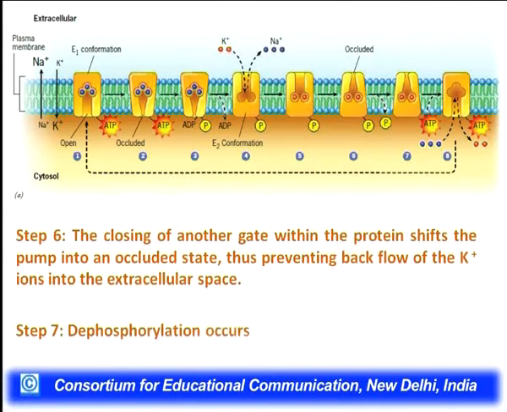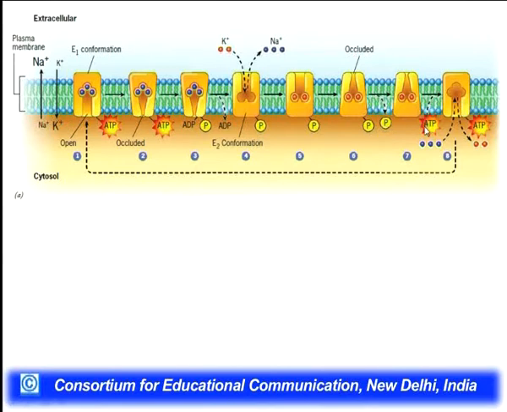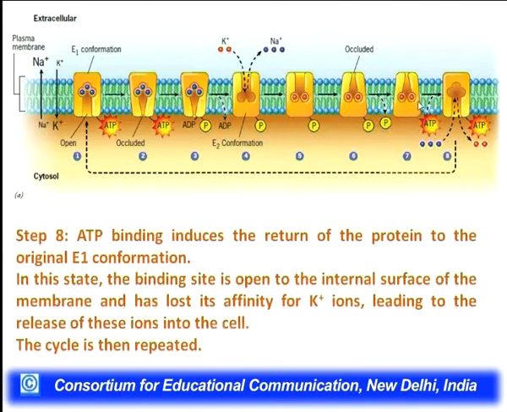So the dephosphorylation occurs. Now what happens is, because ADP is being formed, Pi is released and this particular molecule is phosphorylated. Now this transporter will again be dephosphorylated, and the ATP will be bound. So in step 8, ATP binding induces the return of the protein to the original E1 conformation, and in this E1 conformation, as you can see, the face towards the intracellular side has now opened, and therefore the 3 sodium ions can bind to their ionic sites, and the entire process is again repeated.